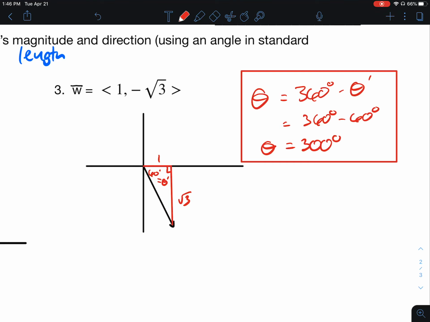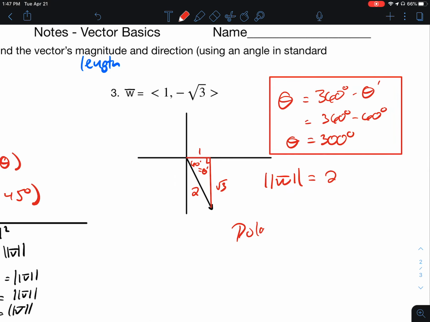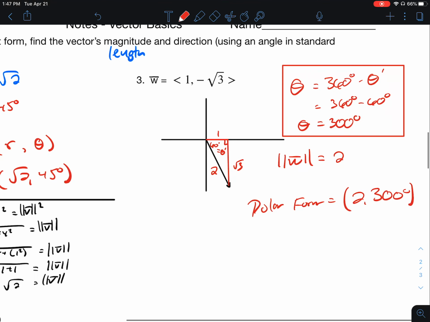In this special right triangle, 30, 60, 90, short leg is 1, the hypotenuse is always twice that size. So that means that the magnitude of vector W is 2. So in polar form, put the magnitude first, put the angle in standard position second. This is the magnitude and angle of this vector. These are the same vectors, just written wildly different.